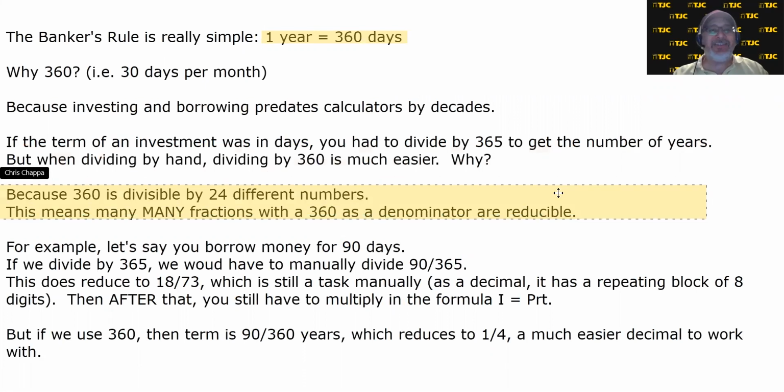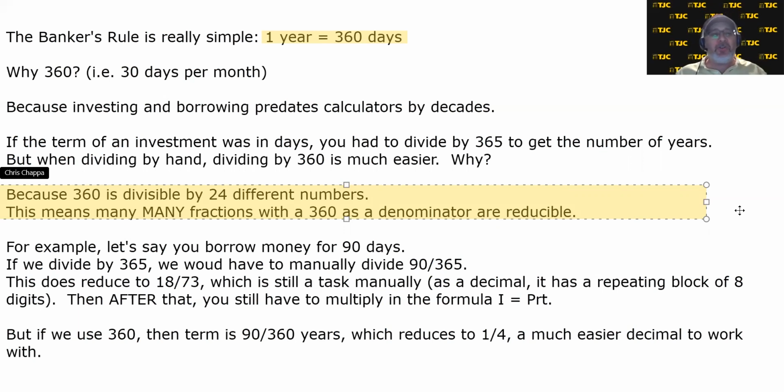Because 360 is divisible by 24 different numbers. I'm not going to list them all, but 360 is divisible by 1, 2, 3, 4, 5, 6, 8, 9, 10, 12, 15, 18, and then after that, they start spreading out some more. But why is that important? How come being divisible by a bunch of numbers is good?